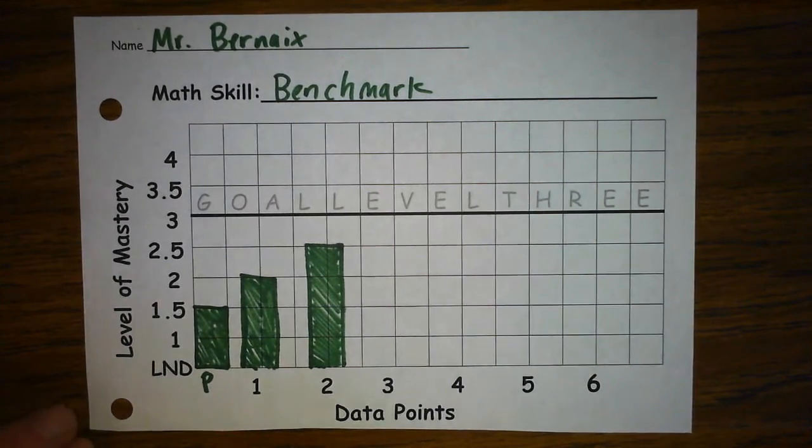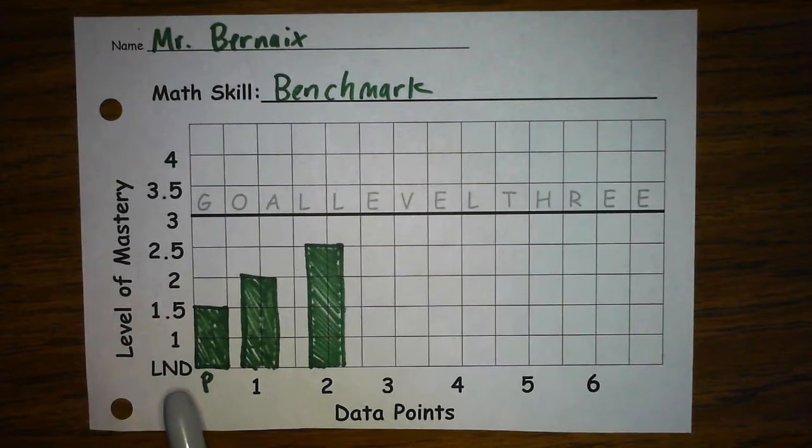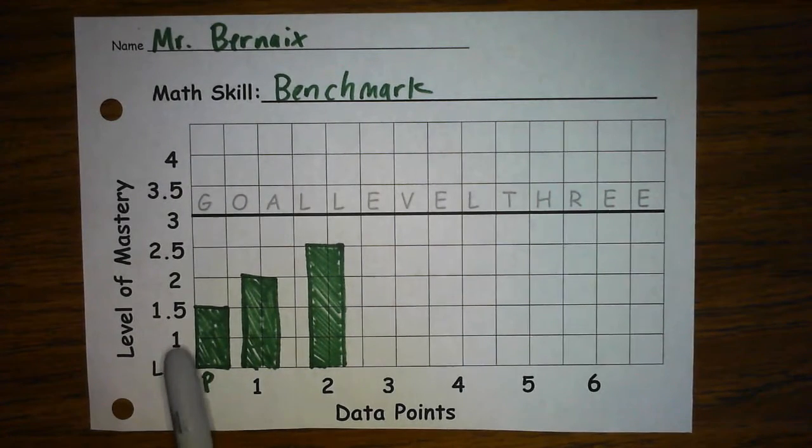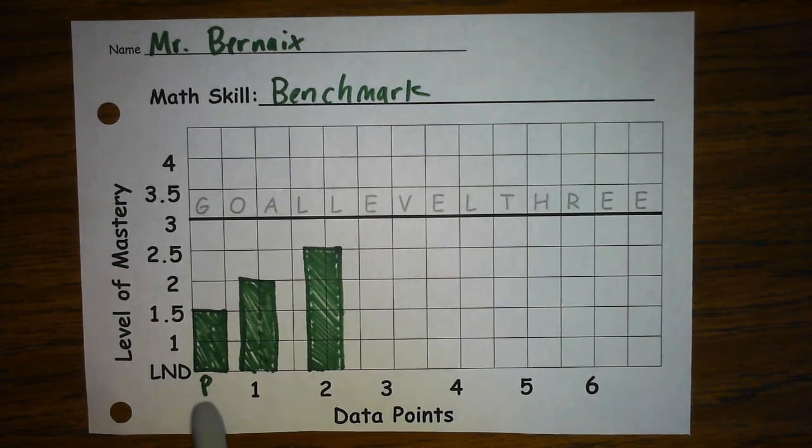So I gave an example here. So for pre-test, let's say you scored a 1.5 level of mastery. So you would convert that percentage and you came up with 1.5. So you're going to want to write P here. You'll see that that's not on your chart. We'll need to write that in, P for pre-test. So I made a little bar up to the 1.5 level.